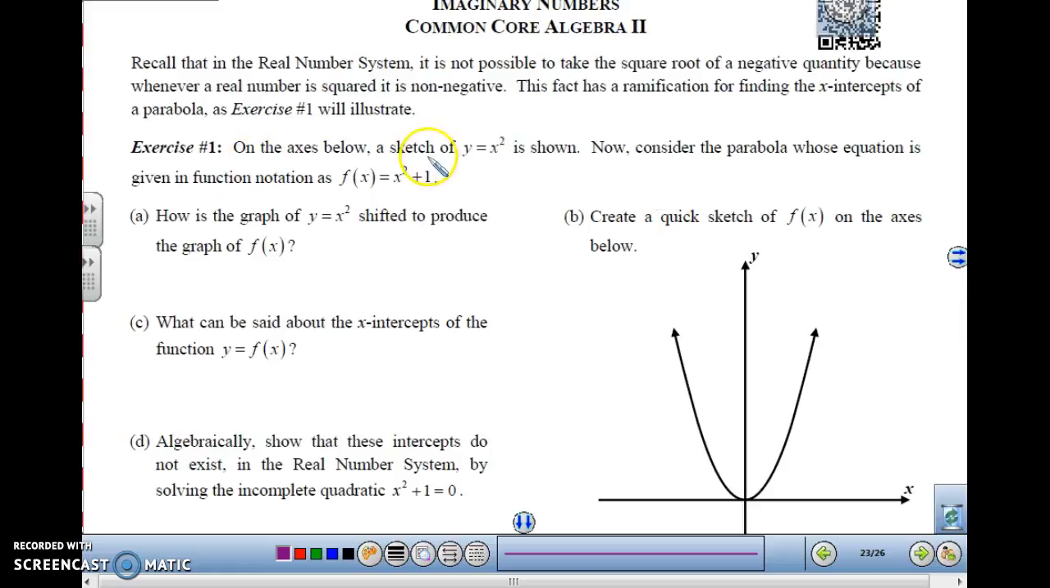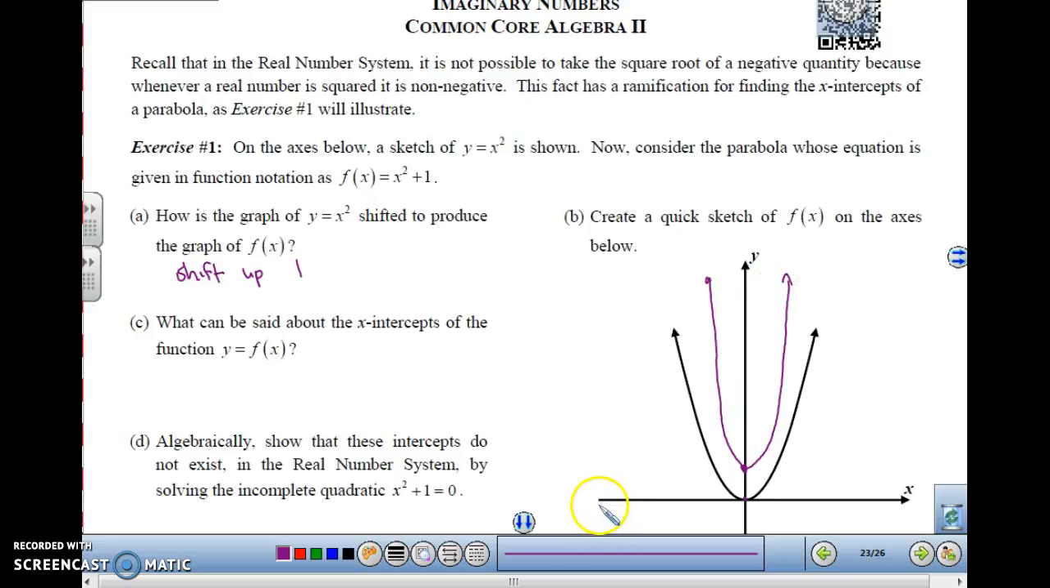Alright, so on the axis below, the sketch of y equals x squared is shown. Now consider the parabola whose equation is given in function notation as f of x equals x squared plus 1. So how does this graph shift? Well, since it's x squared plus 1, it's going to shift up 1. Because of the plus 1 here, it's affecting the intercept. So if I sketch this, the (0, 0) is going to go up to (0, 1), and your parabola is going to look the same, it's just shifted up 1. Alright, so it should look something like that.